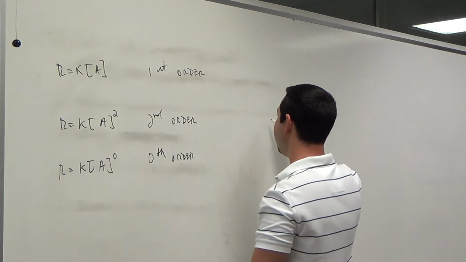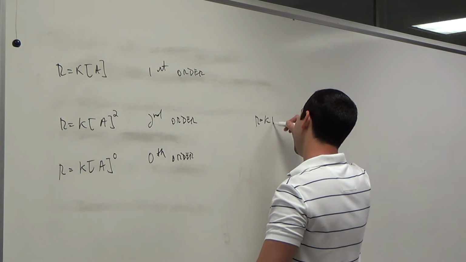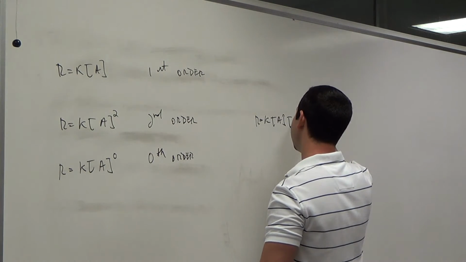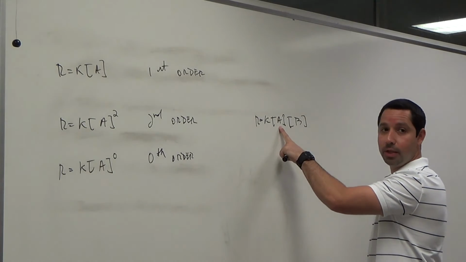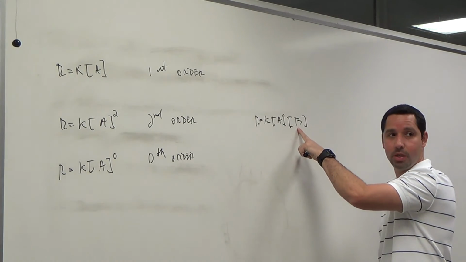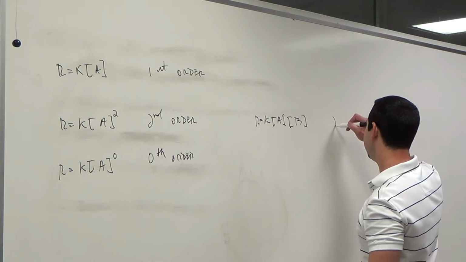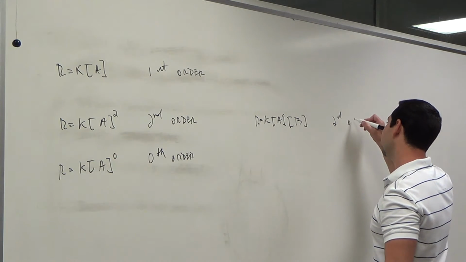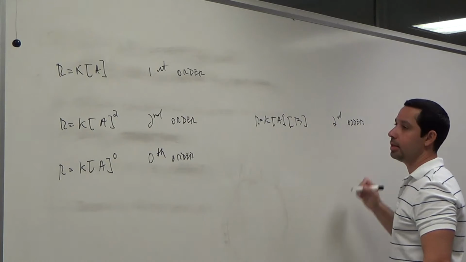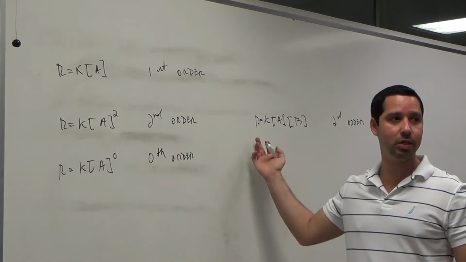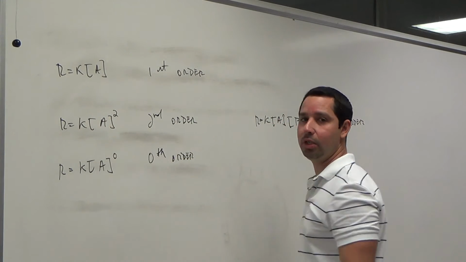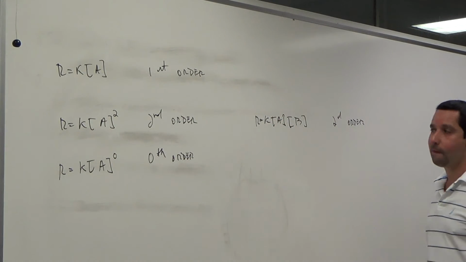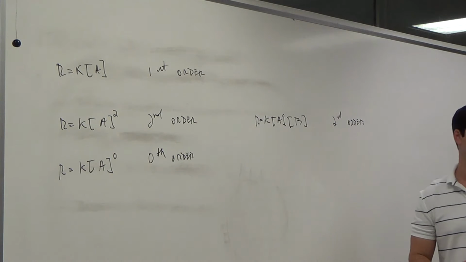So what about this? It's the sum of both orders. It is first order on A, it is first order on B, and what overall? Second order overall. Is there a difference between this second order and this second order? There is. This is called second order homogeneous, which means only one reactant is taken into account. And this is second order heterogeneous.